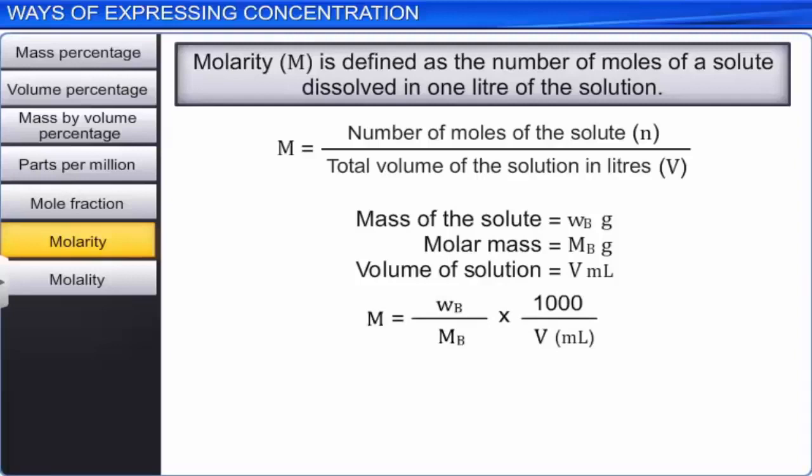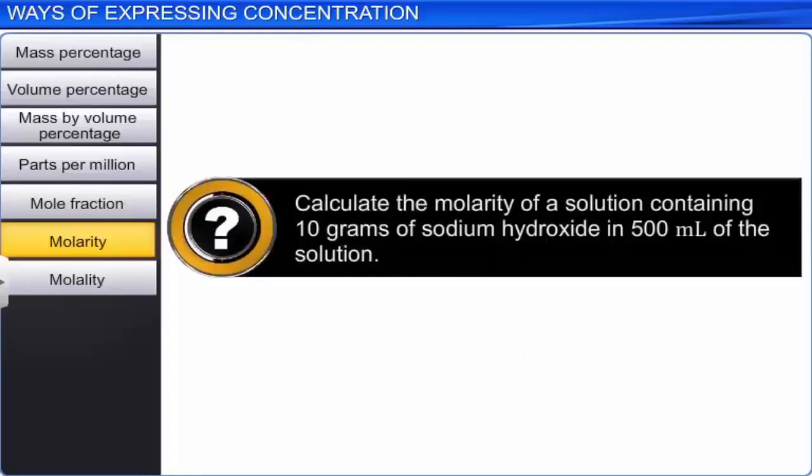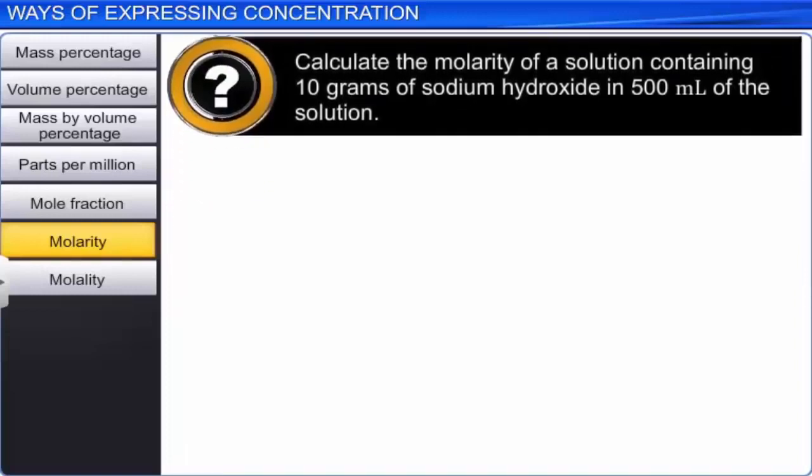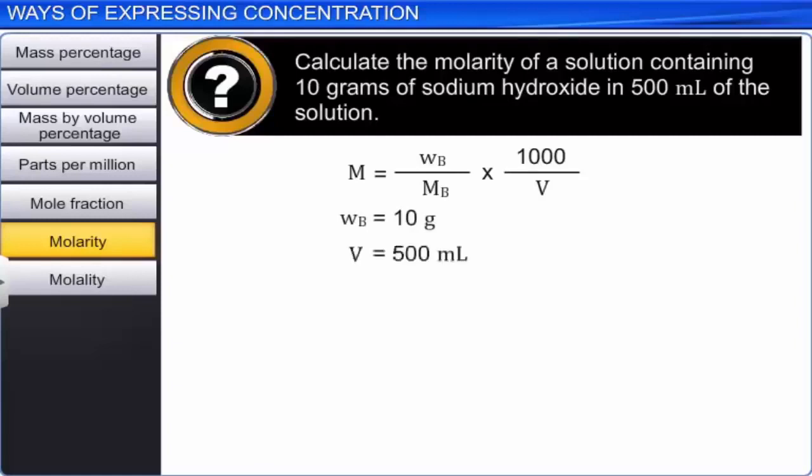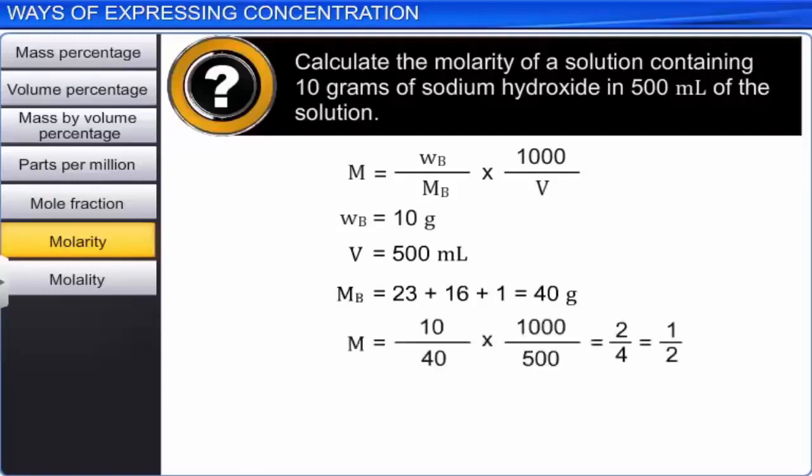Now let us solve a numerical problem on molarity. Calculate the molarity of a solution containing 10 grams of sodium hydroxide in 500 ml of the solution. The first step is to write the formula for molarity. Then, list the given variables. That is, Wb is equal to 10 grams, V is equal to 500 ml, molar mass Mb for sodium hydroxide is 40 grams per mole. Now, substituting the values in the formula and solving it, we get M is equal to 0.5 moles per liter.